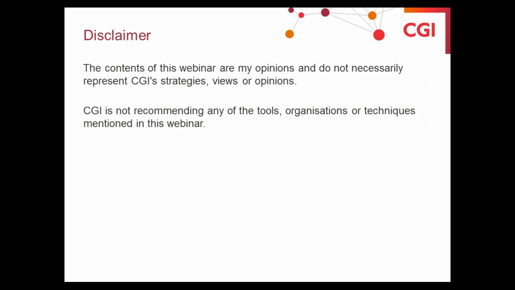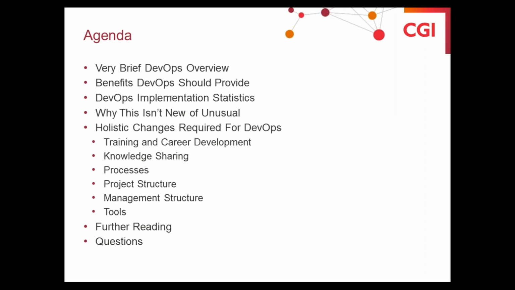I'm expecting most of the people on this call are familiar with DevOps already or have some notion. There are lots of good webinars and things to tell people how to get into DevOps, but these are some of the things that I've noticed, both within CGI and within other organizations, and some of my tips to improve DevOps productivity. So, agenda: a very, very brief overview of DevOps.